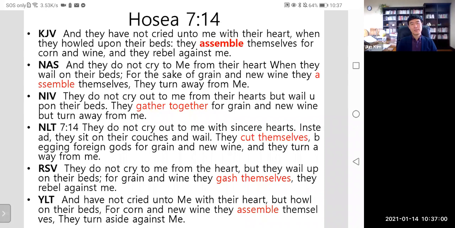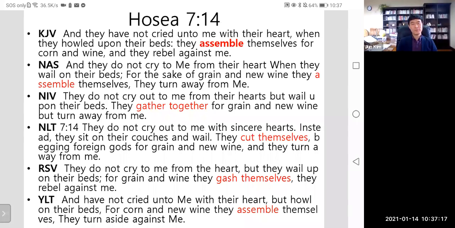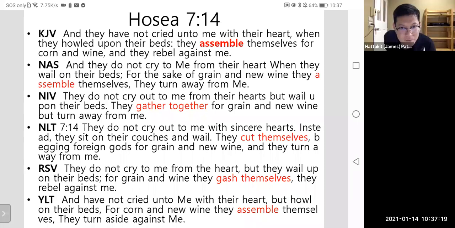NAS: And they do not cry to me from their heart when they wail on their beds. For the sake of grain and new wine they assemble themselves. They turn away from me. NIV: They do not cry out to me from their hearts but wail upon their beds. They gather together for grain and new wine but turn away from me.